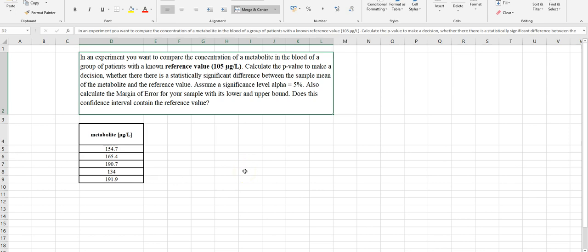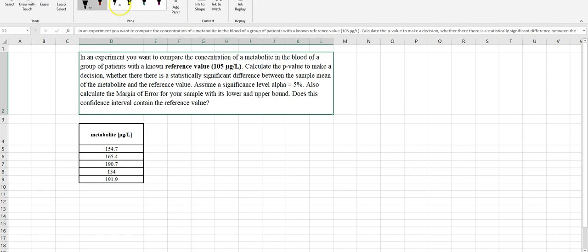However, the problem is that Excel doesn't have a special function for a one sample t-test, so we have to do a little bit of trickery. But first of all, let's write down what we would write as null hypothesis in a case like this.